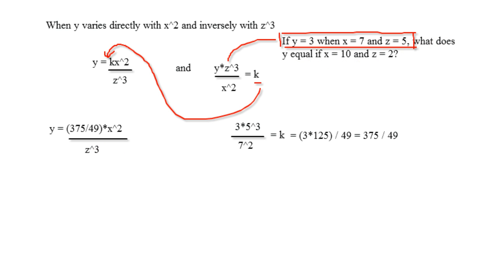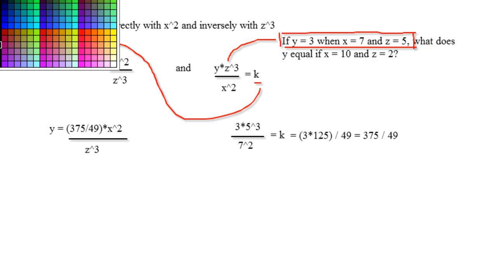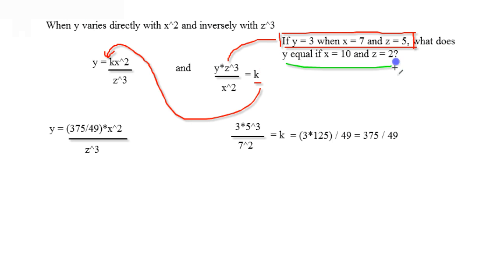Now, for the second part, we are going to use the second piece of information. What does y equal if x is 10 and z is 2? So we plug in a 10 here, we plug in a 2 here, and then we solve. Okay, now 375 divided by 49 times 10 squared, which is 100. I'm just going to write that out because we all know that part. And it's going to be over z cubed, which is going to be 8.